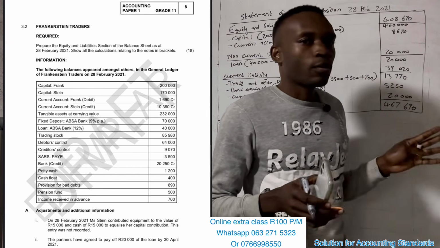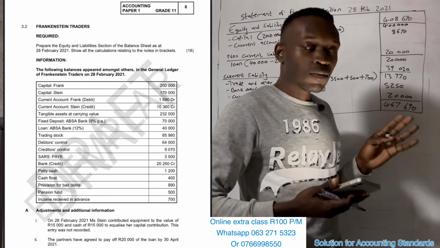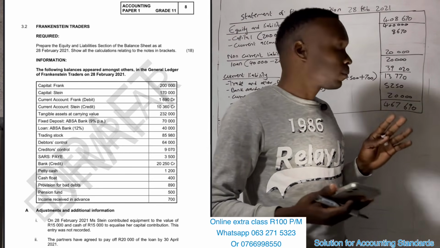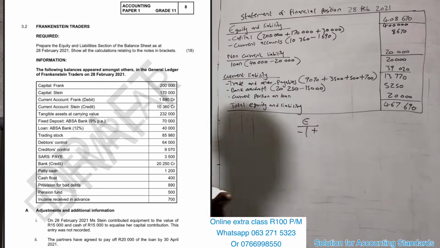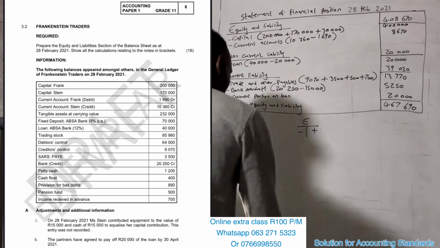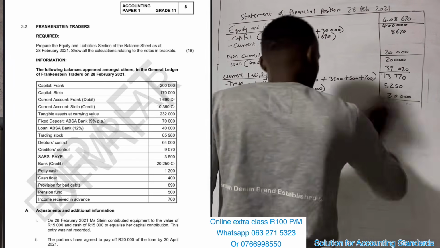Very simple. Okay, now we are moving to the next question, guys. The next question, we are going to talk about the two notes, a capital note and current account notes. So don't be surprised, guys.